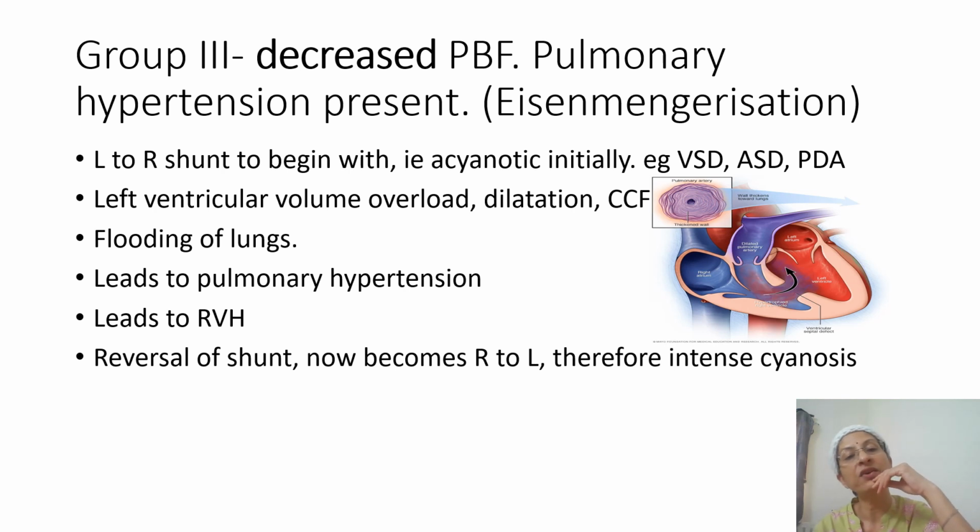When there is right ventricular hypertrophy, there will be reduction of the compliance of the right ventricle and an increase in the pressures in the right ventricle. Thereby the shunt, which was initially left to right, will now become reversed and will become right to left, with deoxygenated blood entering into the left ventricle, leading to the development of intense cyanosis. This condition was described for the first time by Eisenmenger, and hence it's called Eisenmenger syndrome or Eisenmengerization.